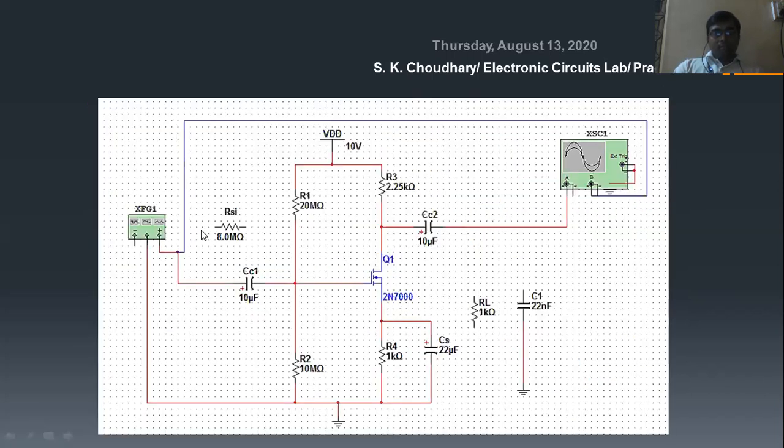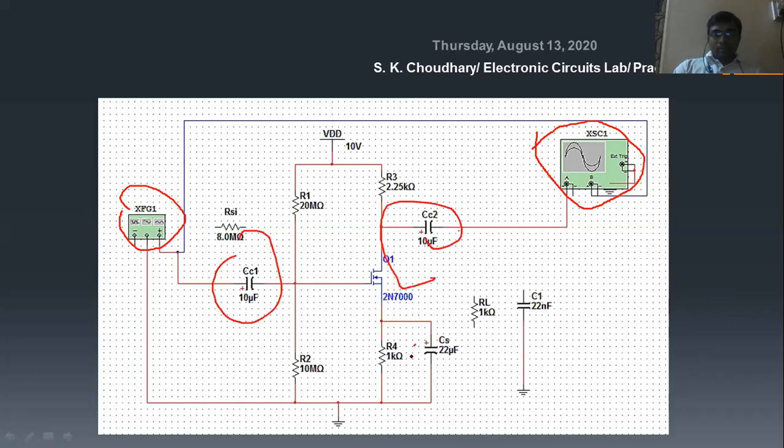This is the circuit diagram that we are going to construct in Multisim. In this diagram you can easily observe the function generator and the CRO as the observing device. The rest of the circuit is similar to the first experiment, only the coupling capacitors have been added because we are going to perform AC signal analysis. The function generator generates the AC input signal, and for that we require a coupling capacitor to couple the AC signal to the input of the amplifier.